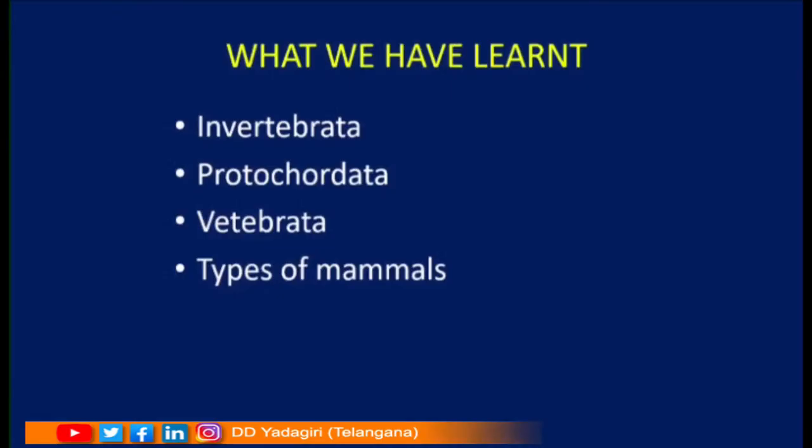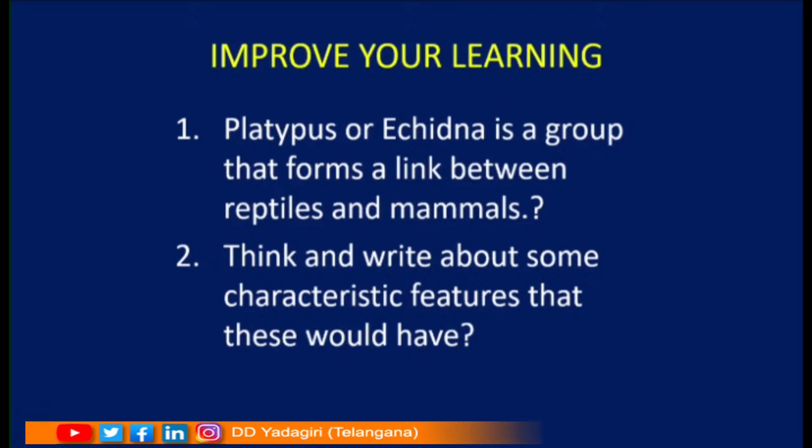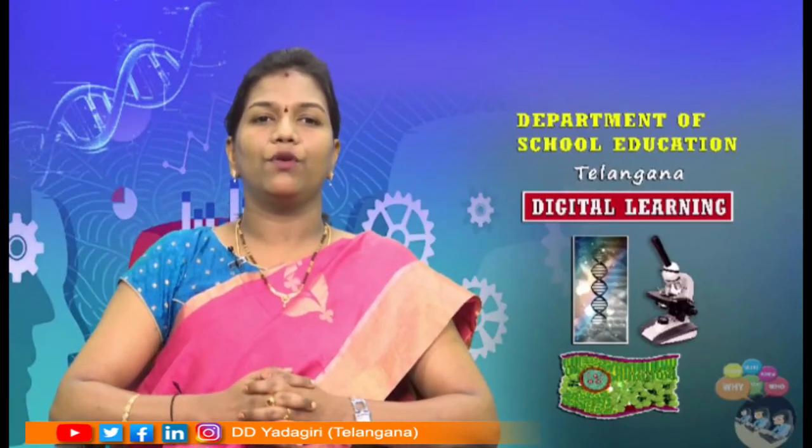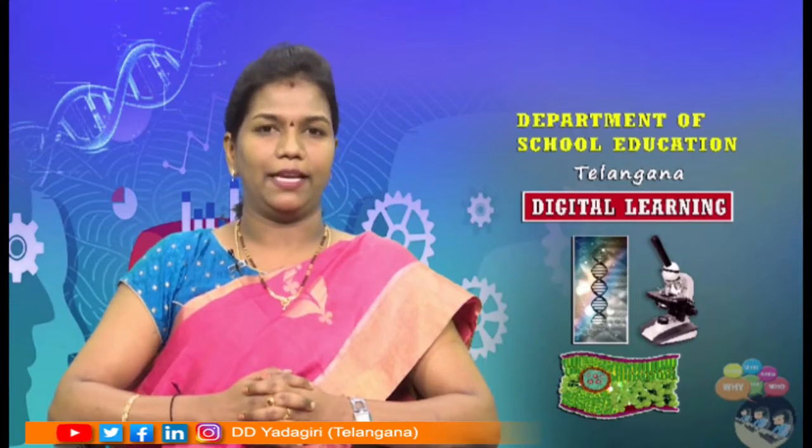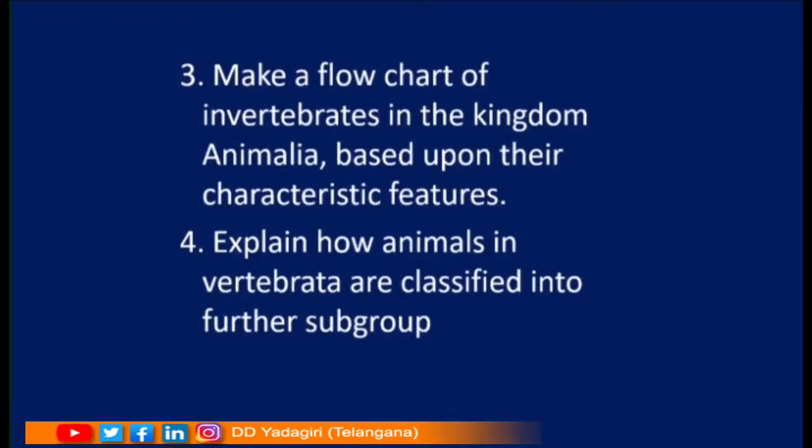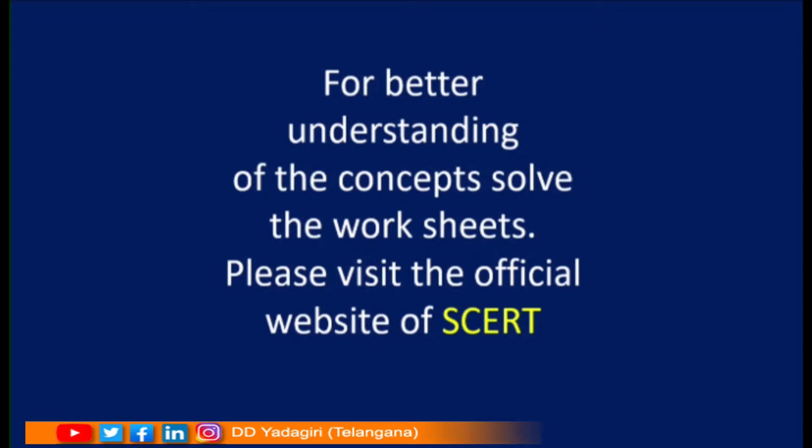What we have learnt: invertebrata, protochordata, vertebrata, types of mammals. Platypus or echidna is a group that forms a link between reptiles and mammals. Why? Think and write about some characteristic features that these would have. Make a flowchart of invertebrates in the kingdom Animalia based upon their structures and characteristics. Fourth, explain how invertebrates are classified into further subgroups. For better understanding of the concepts, solve the worksheets.